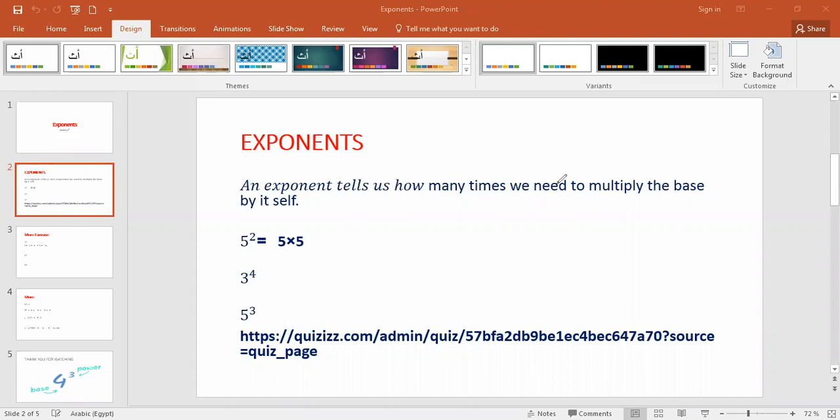Today we will talk about the meaning of exponent. Exponent means how many times we need to multiply the base by itself.